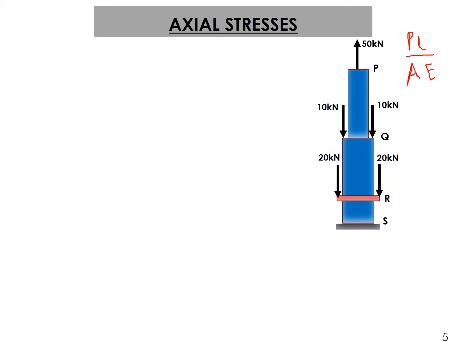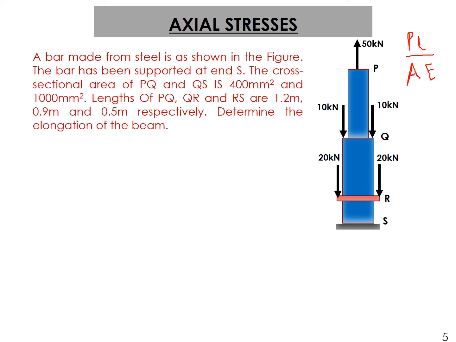So in this case, let's see what is given to us in the question. It says a steel bar has been supported at the bottom at S, and the cross-sectional areas of PQ and QS have been given. It is 400 and 1000 millimeter square. In fact, the cross-sectional areas of members PQ, QR, and RS have been mentioned here, and lengths have also been provided to us. Now we have to find the elongation of this beam.